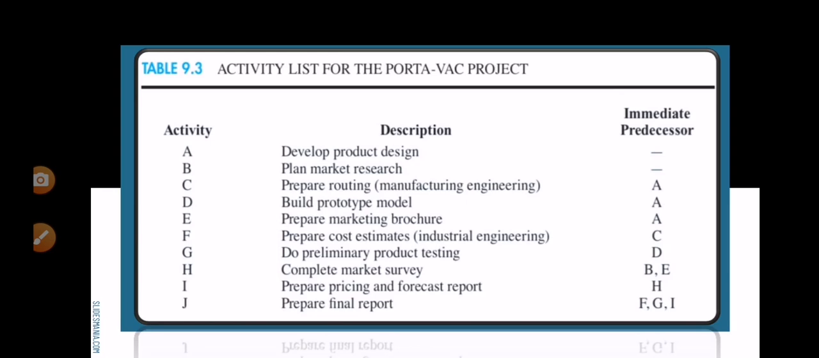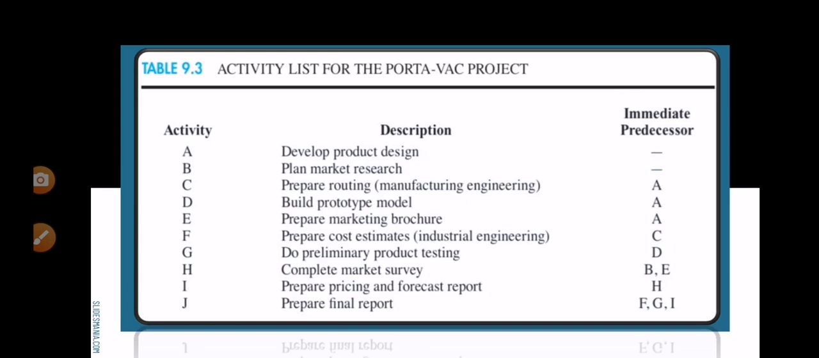So in immediate predecessor, A and B can start immediately. You cannot start activities C, D and E without finishing activity A. In activity F, you cannot start without finishing activity C. And activity G, you cannot start without finishing activity D.